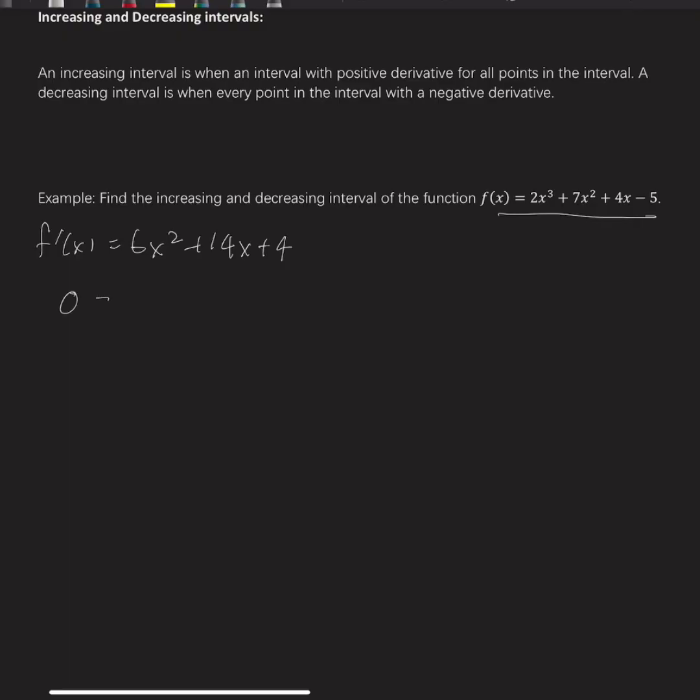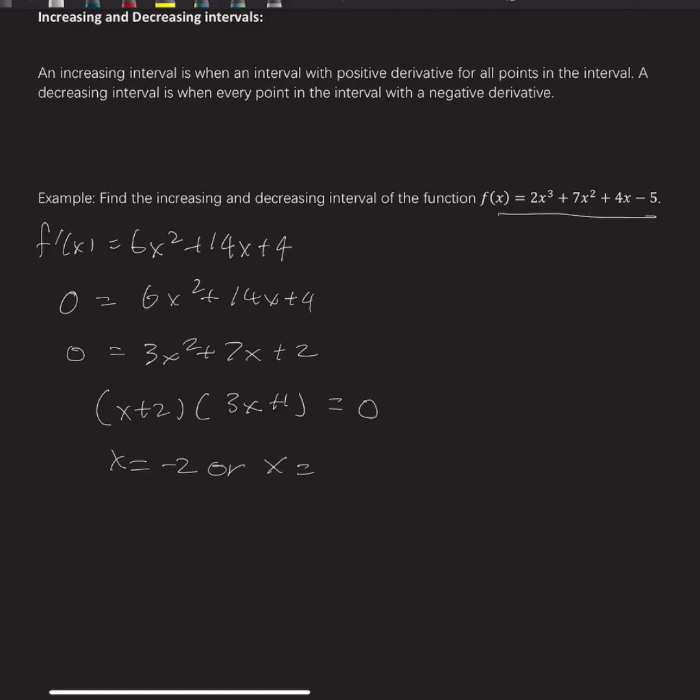So let's set it to 0, x squared plus 14x plus 4. So let's divide by 2 on both sides. So 0 is equal to 3x squared plus 7x plus 2. We can factor this function. So (x plus 2)(3x plus 1) is equal to 0. So x equals -2 or x equals -1/3.